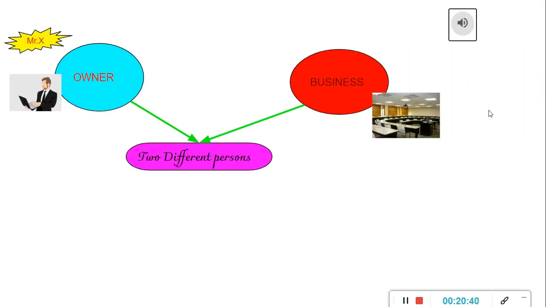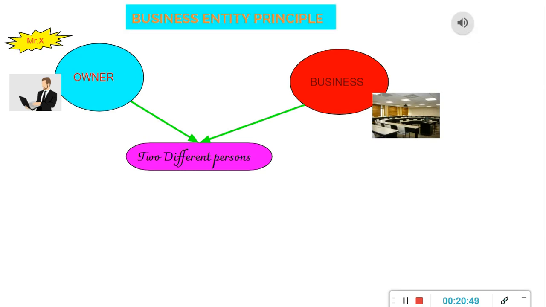In this slide, we are going to discuss an important principle of accounting, that is the business entity principle. Yeah, the accounting entity principle. So maybe you are thinking about why we are discussing this principle here, right? This is one of the most important principles, and from this principle we will get our next point. That is why. Let's see.